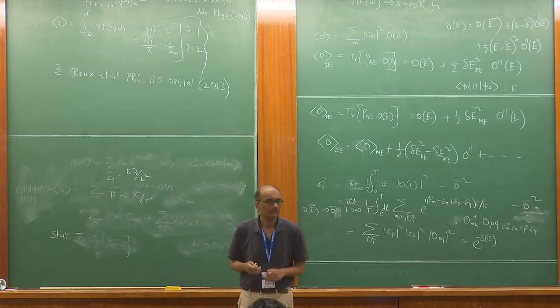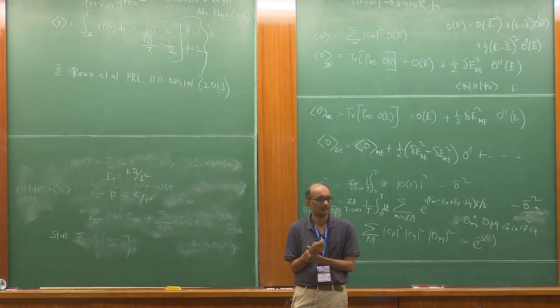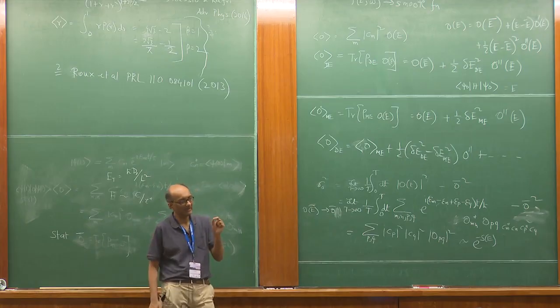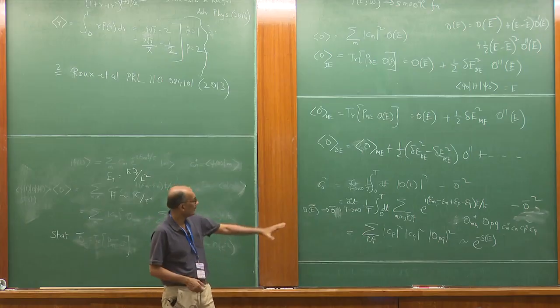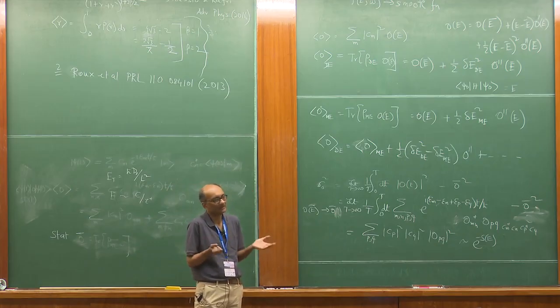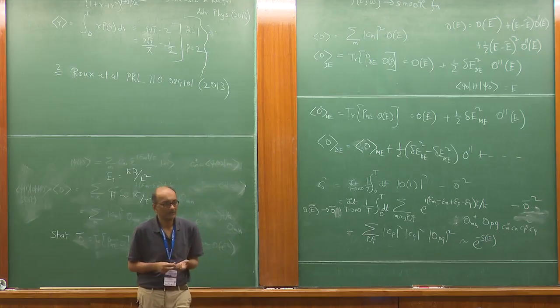Is it for the beta equal to zero limit, or is it also true for finite beta? No, again, the point is that if it is finite beta, it will deviate a bit, but then it's a matter of numerics. Strictly speaking, only beta equal to 0.